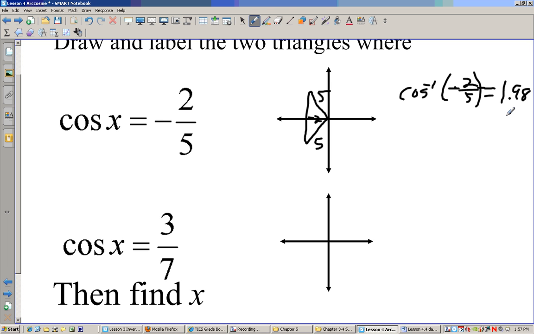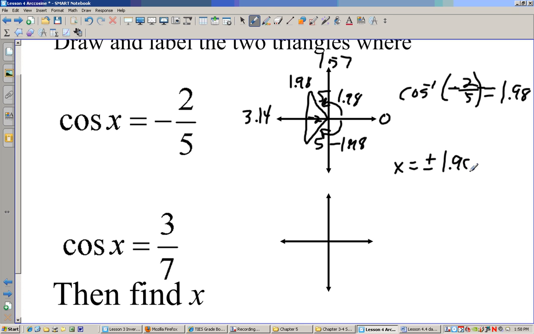1.98. Now this might be a little confusing to people going to radians because a lot of times when we're dealing with radians we deal with pi's. Well, if we write pi's out as a decimal, this is 0, this is 3.14, this is 1.57. So it does make sense that 1.98 would be somewhere between pi over 2 and pi. So 1.98 does make sense for this area. But if that's 1.98, we know this is going to be negative 1.98. So I can write my values of x being plus or minus 1.98 plus 2 pi n.